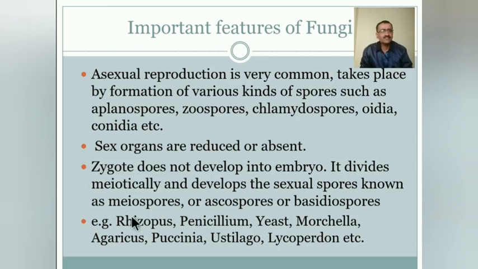Here are different examples of fungi: Rhizopus, Penicillium, yeast, Morchella, Agaricus. Agaricus is the mushroom. Puccinia is a fungus mostly grown on wheat, Puccinia graminis tritici. Also Ustilago and Lycoperdon. These are different examples of fungi.